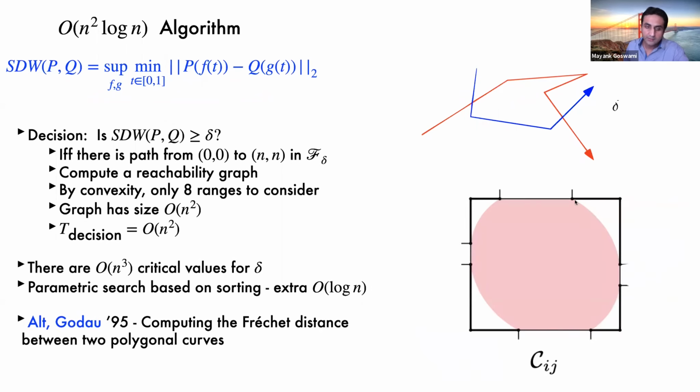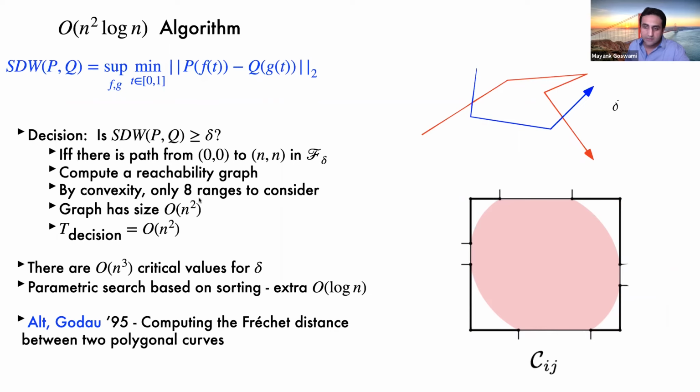And in order to do that, it's a reachability problem. So we build a graph, and one of the observations is that because the forbidden region inside a cell is convex, there are only these 8 ranges that you really need to consider. So, at most 4 horizontal and at most 4 vertical ranges.